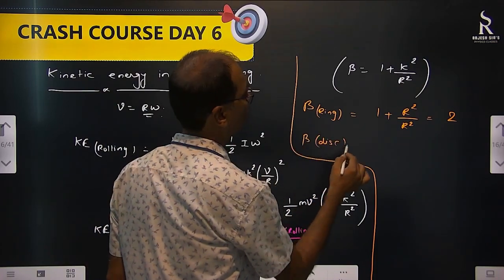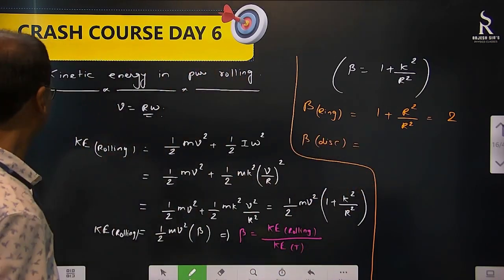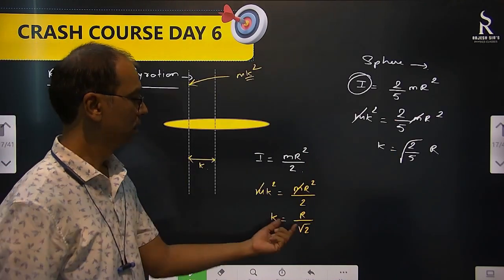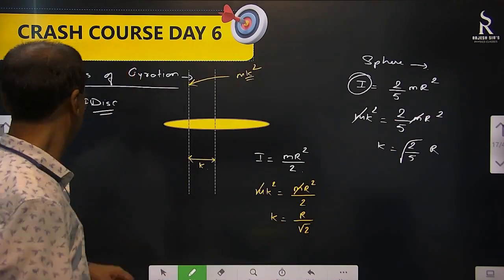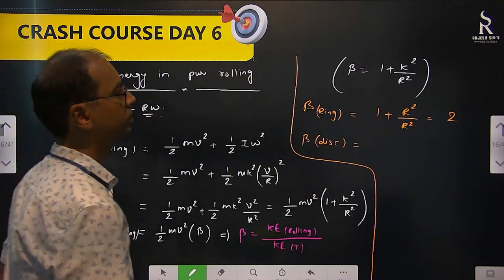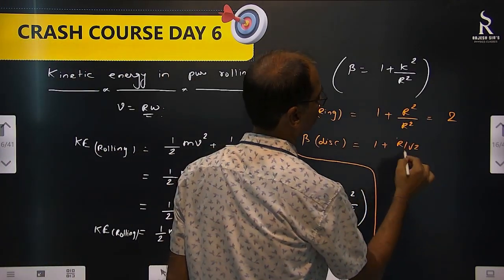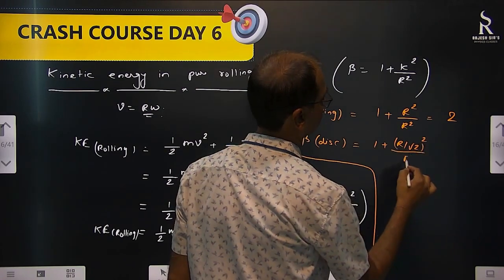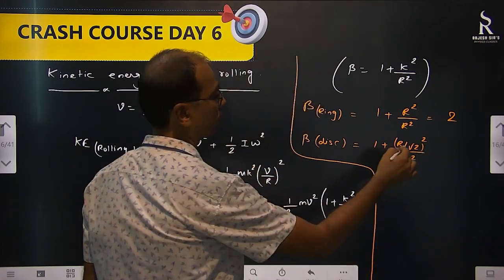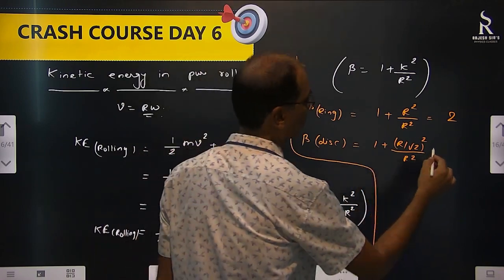For disk we already calculated k value, right? What is k value for disk? R by root 2. Okay, let's place it. 1 plus r by root 2 whole square by r square. Okay, r square cancelled, 1 plus 1 by 2, that's 3 by 2.